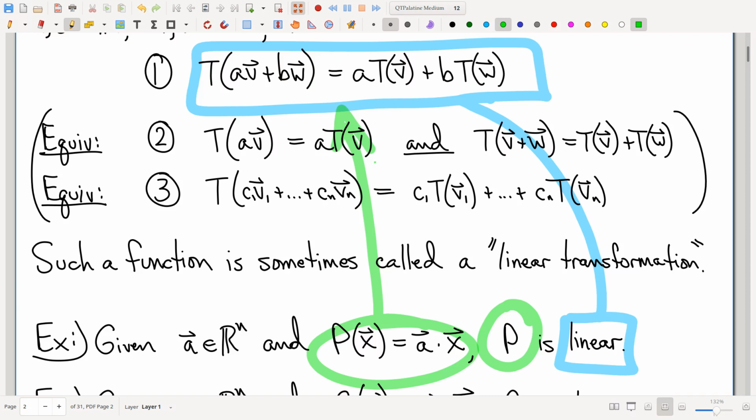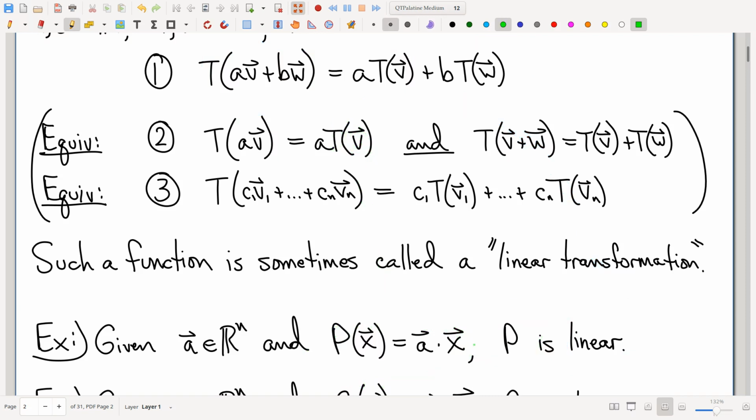Yeah? In linear algebra, I was taught about, what's it called, inner products. Yes. Synonymous with dot products, or?